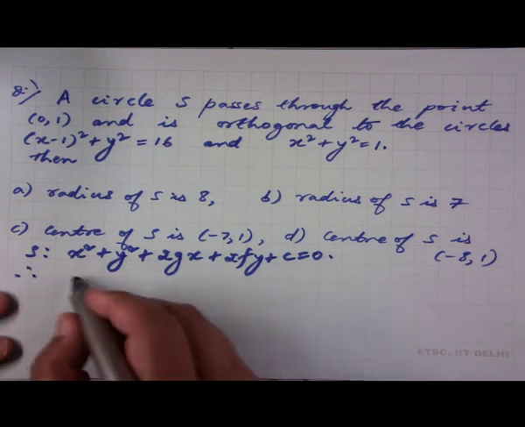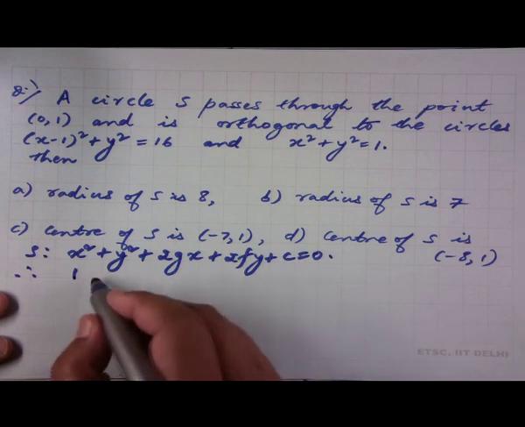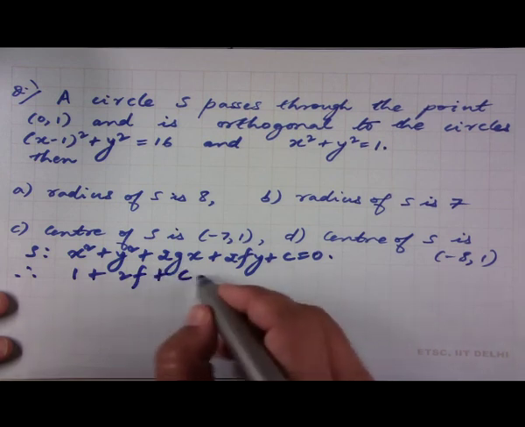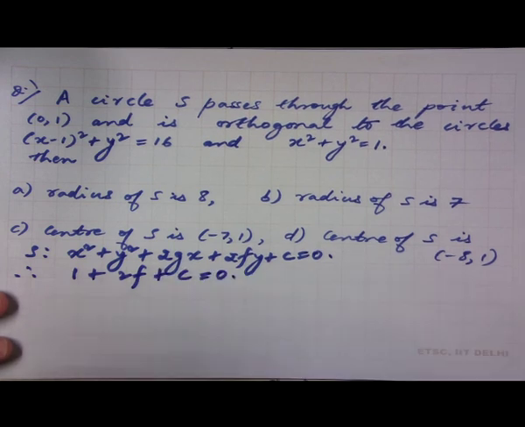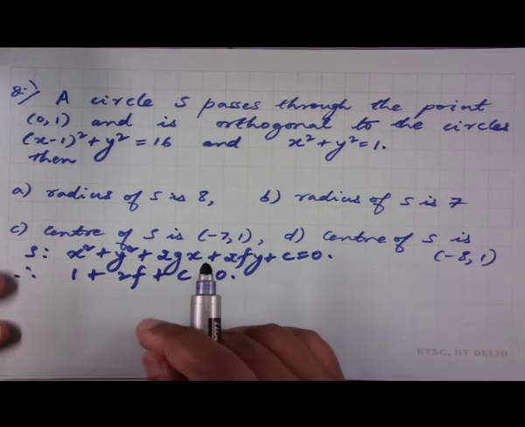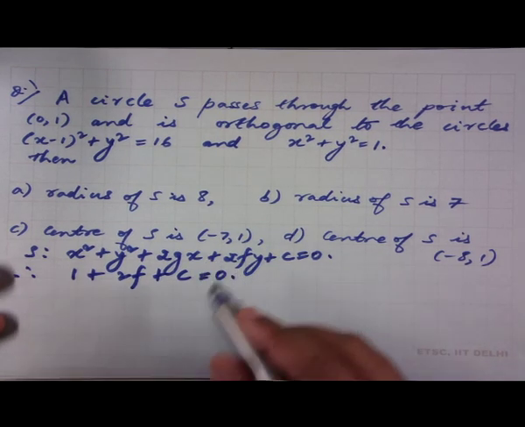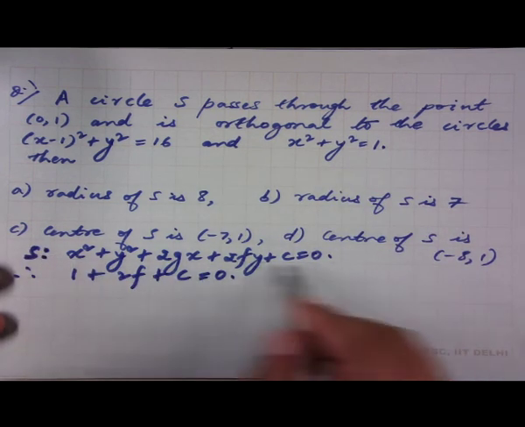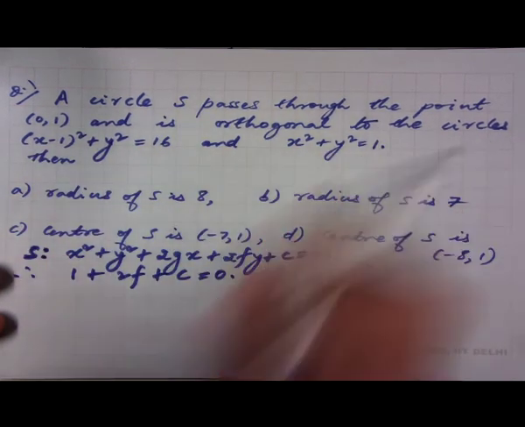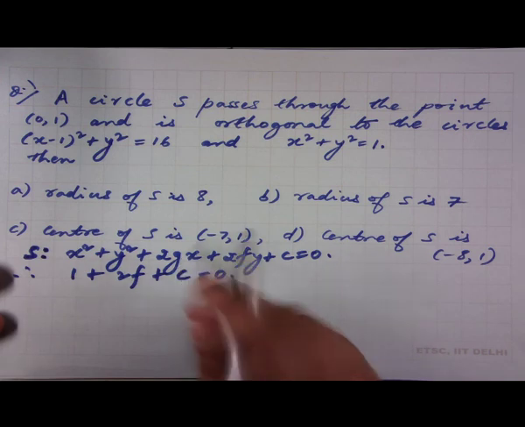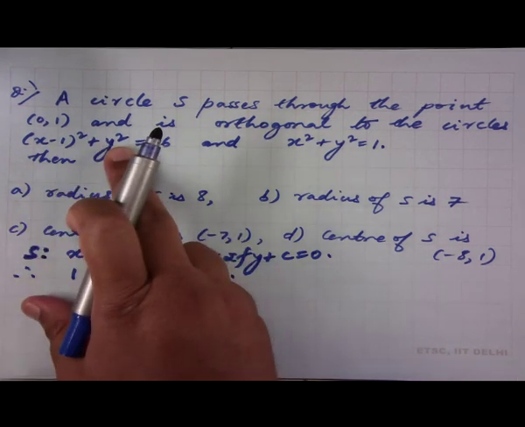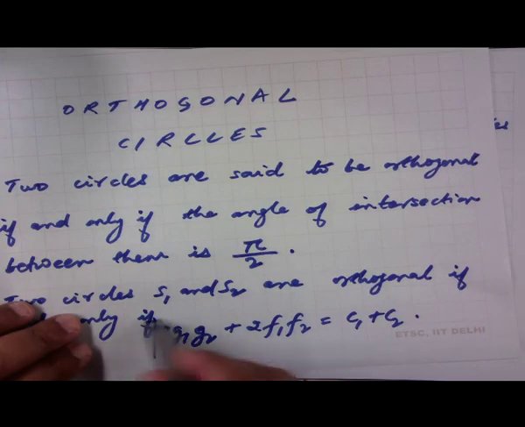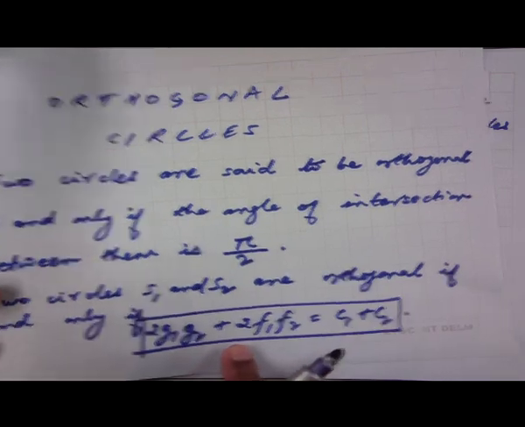And therefore, we get 1 plus 2f plus c equals 0. Also, this circle S is orthogonal to both these circles. So, since it is orthogonal to this circle, we can use the condition for orthogonality. So, we can use this condition.